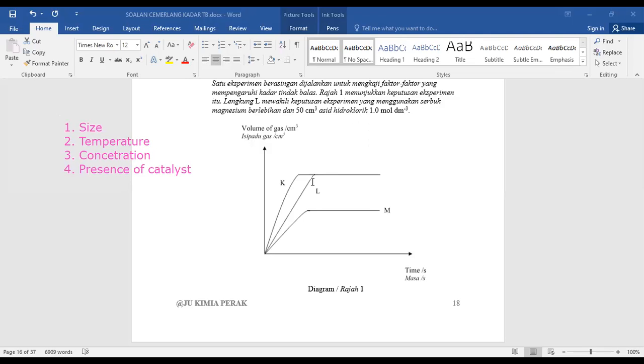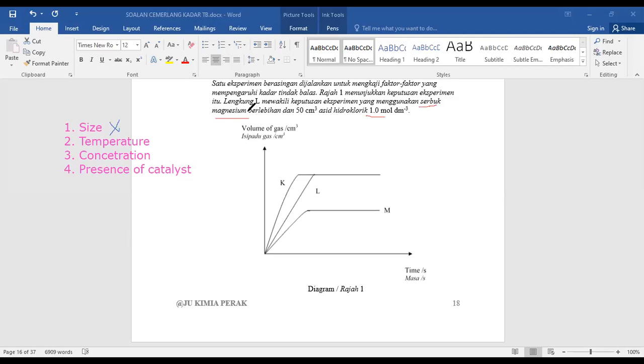Okay, now we are having initially the 50 centimeter cube, 1 mole per decimeter cube of hydrochloric acid using the magnesium powder. Now, when we are already using the magnesium powder and we want it to be having higher rate, meaning we are going to cross out the size. We are not going to talk about it unless initially we are using the magnesium strip.